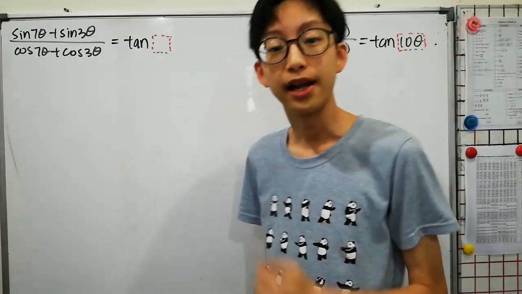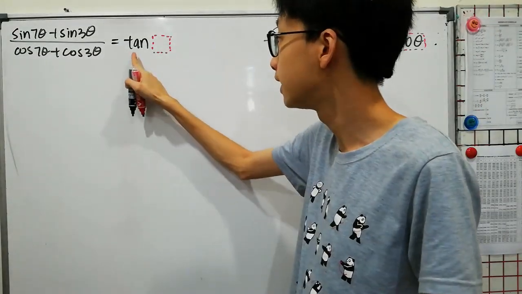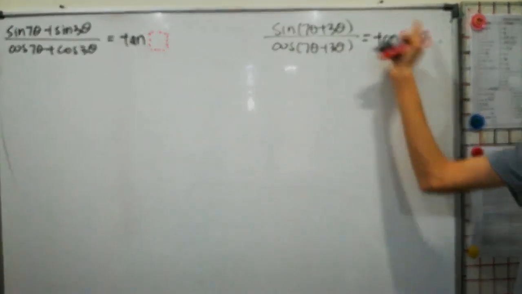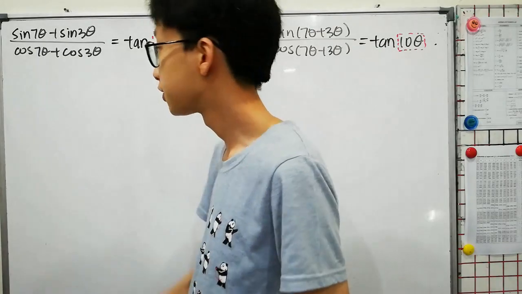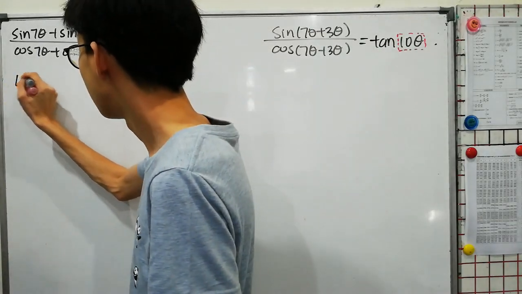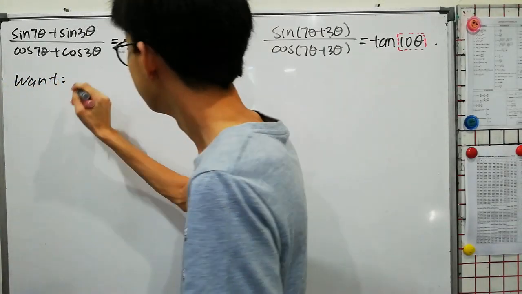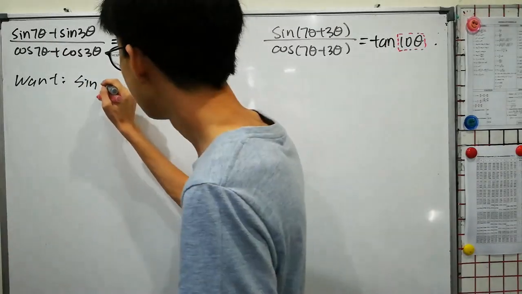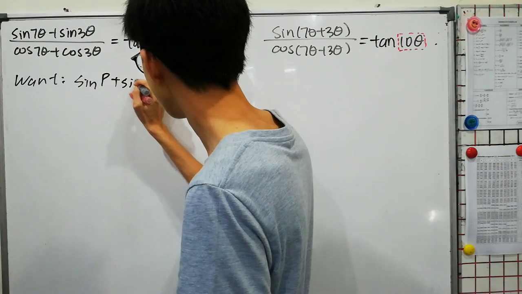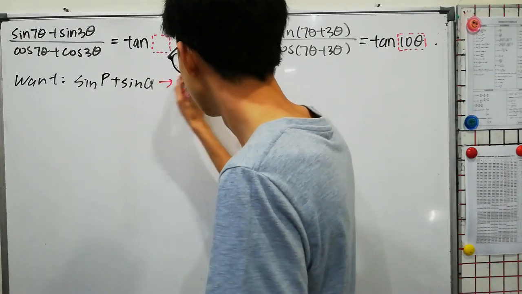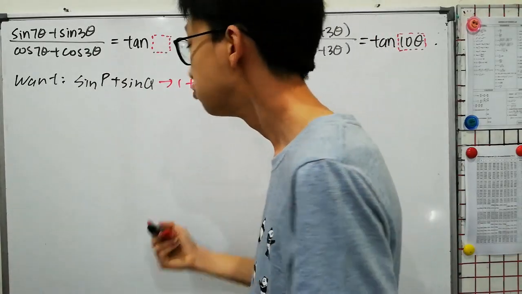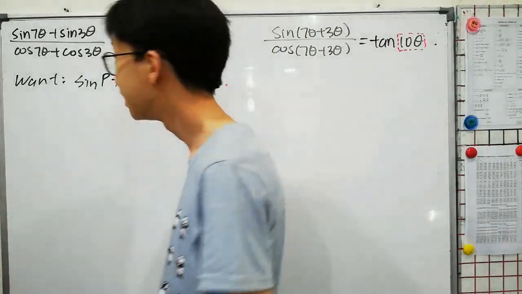Alright, remember our goal is to make it into tangent of something so that we can easily compare with the tan theta on this side. Let us focus on the top first. We want to make this sine, I will use P and Q as our angles, P is the first angle, plus sine Q, become one term. This is our goal. So we will start with the compound angle formula.